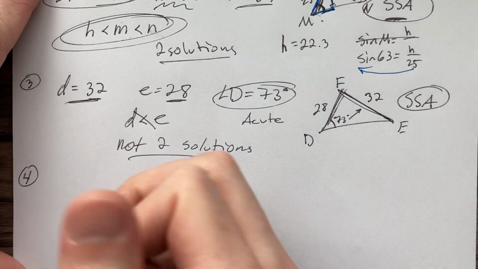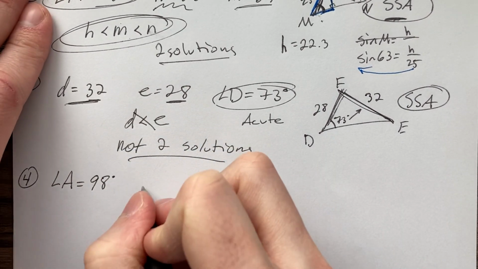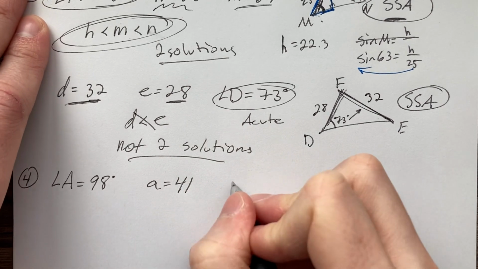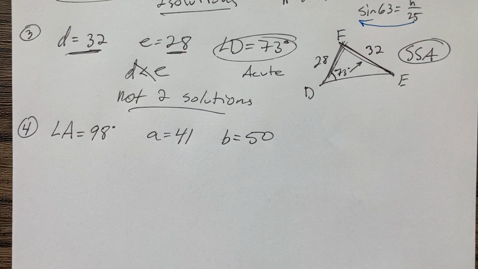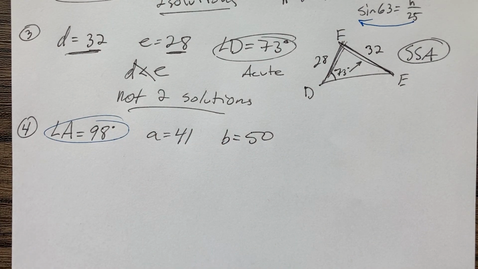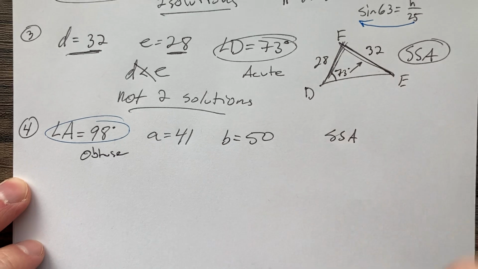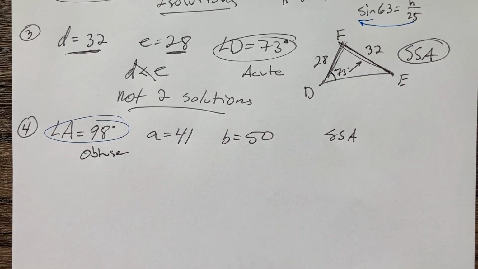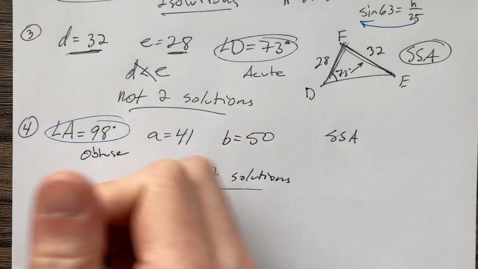Next one, angle A is 98, side A is 41, side B is 50. Right away I can tell that this is not going to have two solutions, because the angle given to me right here is not acute. It is obtuse. So yes, this is a side-side-angle problem, given two sides and then the angle after that. But that angle they give us is obtuse, not acute, so not two solutions.